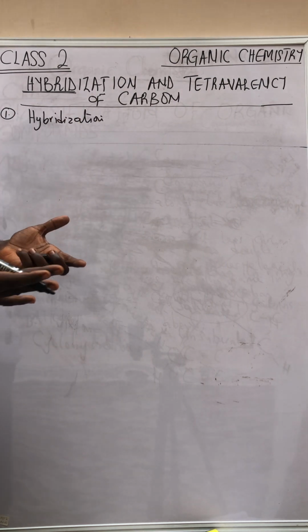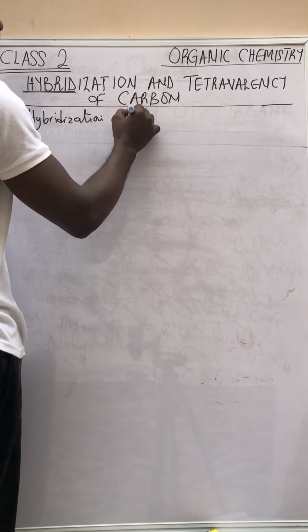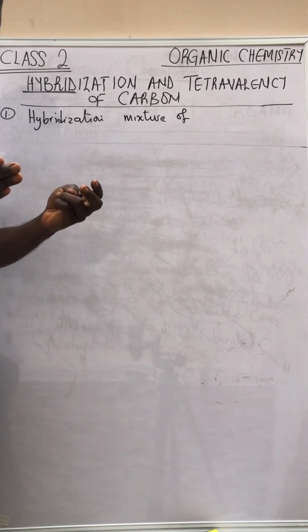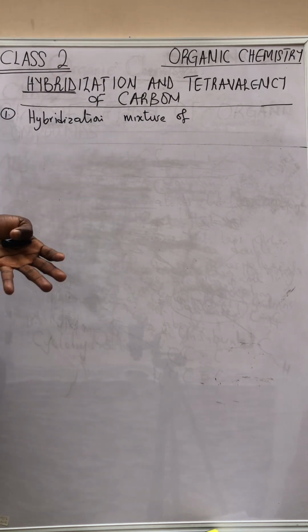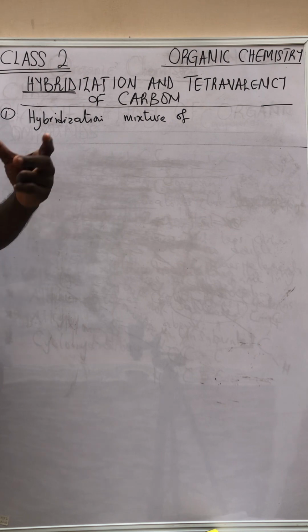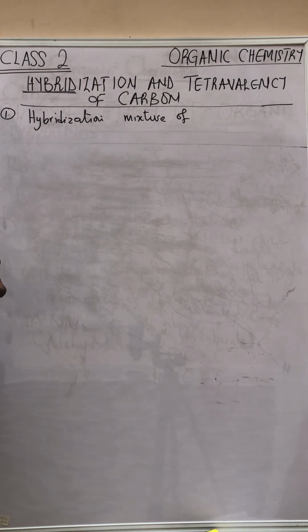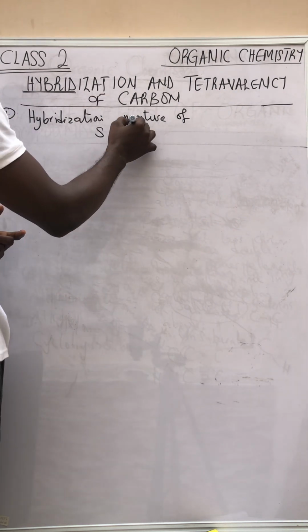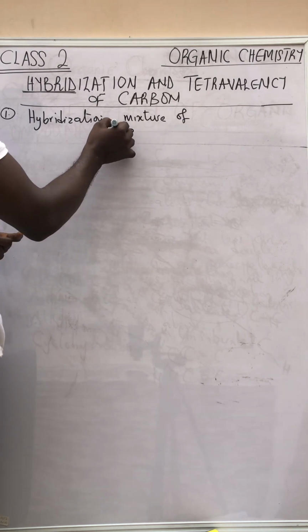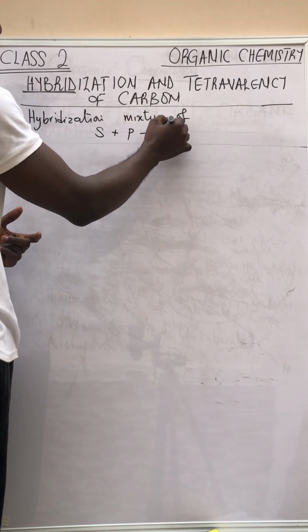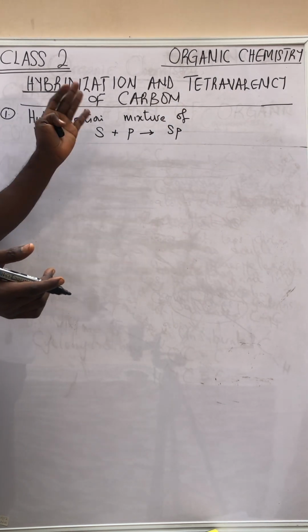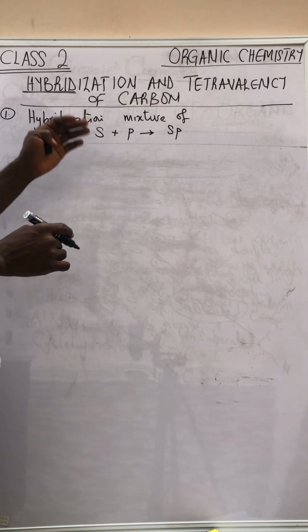So it simply means hybridization is the mixture of two or more orbitals. It means if you have an s orbital and you have a p orbital, you can mix the two together to give you sp. That is the meaning of hybridization. We are still coming back to it.